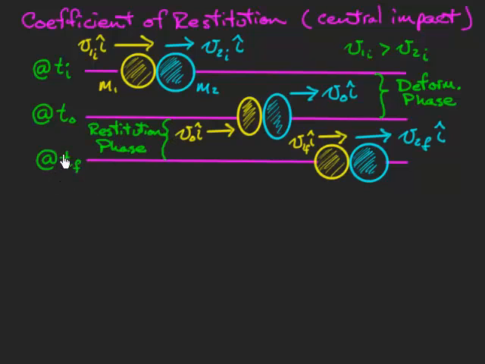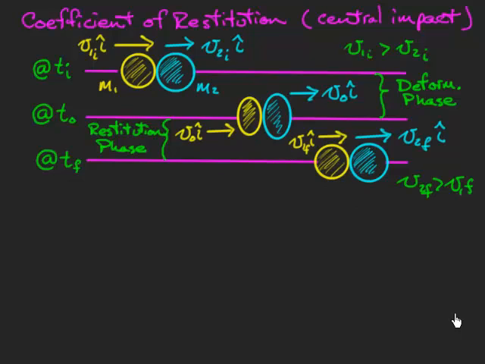And then finally at time tf, that's when these two objects are just about to separate. As they're separating, they'll have different velocities. And in this case, v2f is going to be bigger than v1f, and you can guess why. That's because v2 is going to shoot off faster than v1 is, so they don't pass through each other, right? So there's the basic idea. I've laid out the phases of this impact, the phases of this collision.